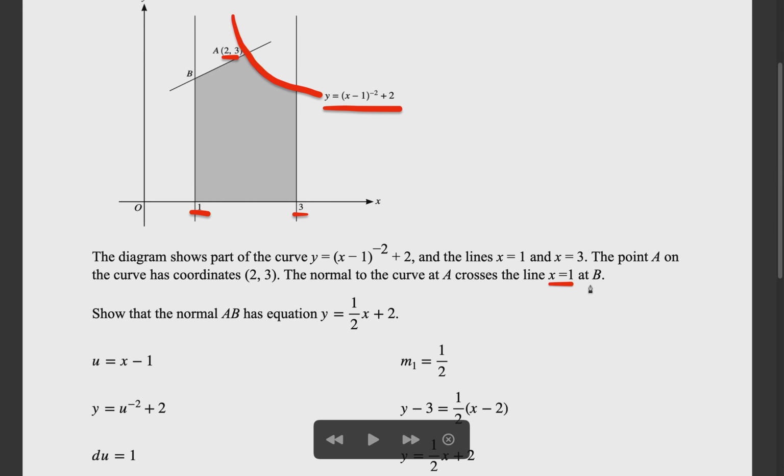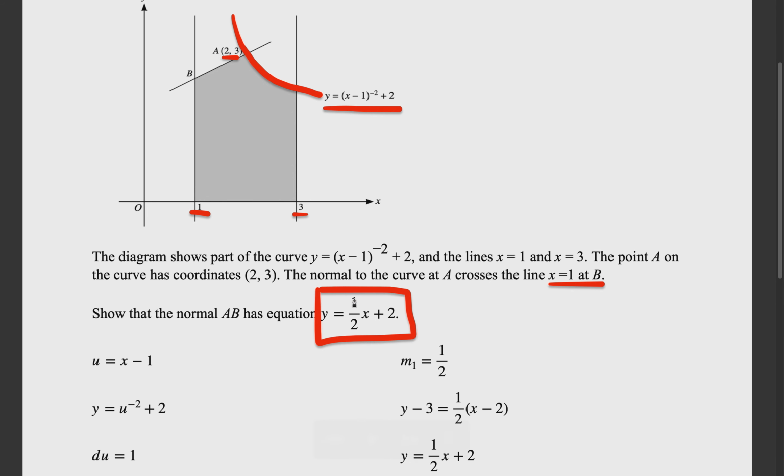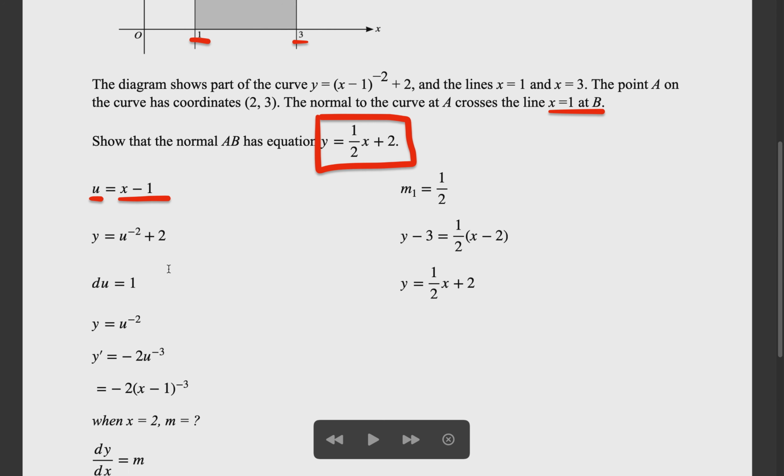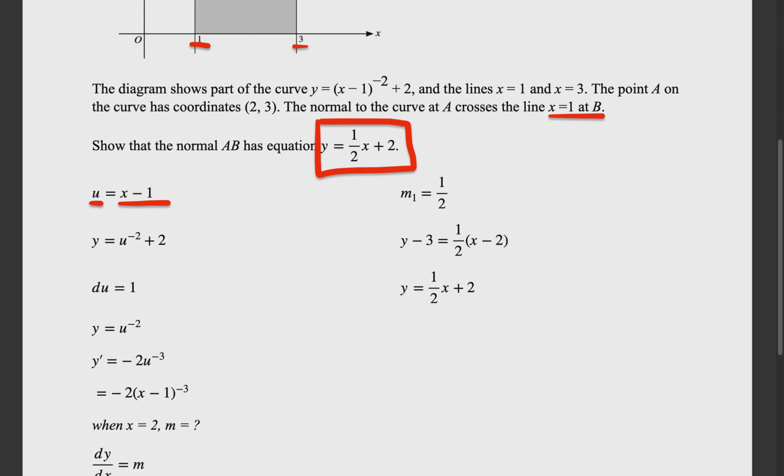Here, we are asked to show that the equation of the normal AB is y equals 1 by 2 x plus 2. So we're going to add another variable, u. Since our given equation is y equals (x minus 1) to the power of negative 2 plus 2, we will substitute x minus 1 with our new variable u. Therefore, we can rewrite our equation as y equals u to the power of negative 2 plus 2.